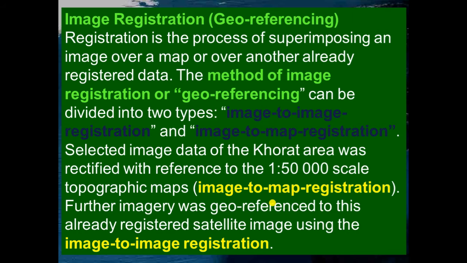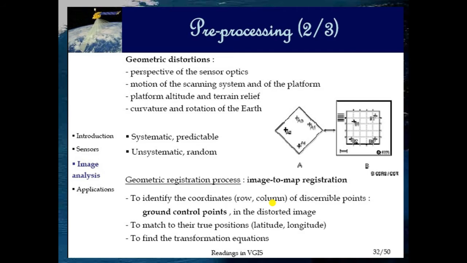Selected image data of the Khorat area. One part of that area is rectified with reference to the 1/15,000 scale topographic map. It is called image to map registration. Further, the imagery is georeferenced to an already registered satellite image using image to image registration.